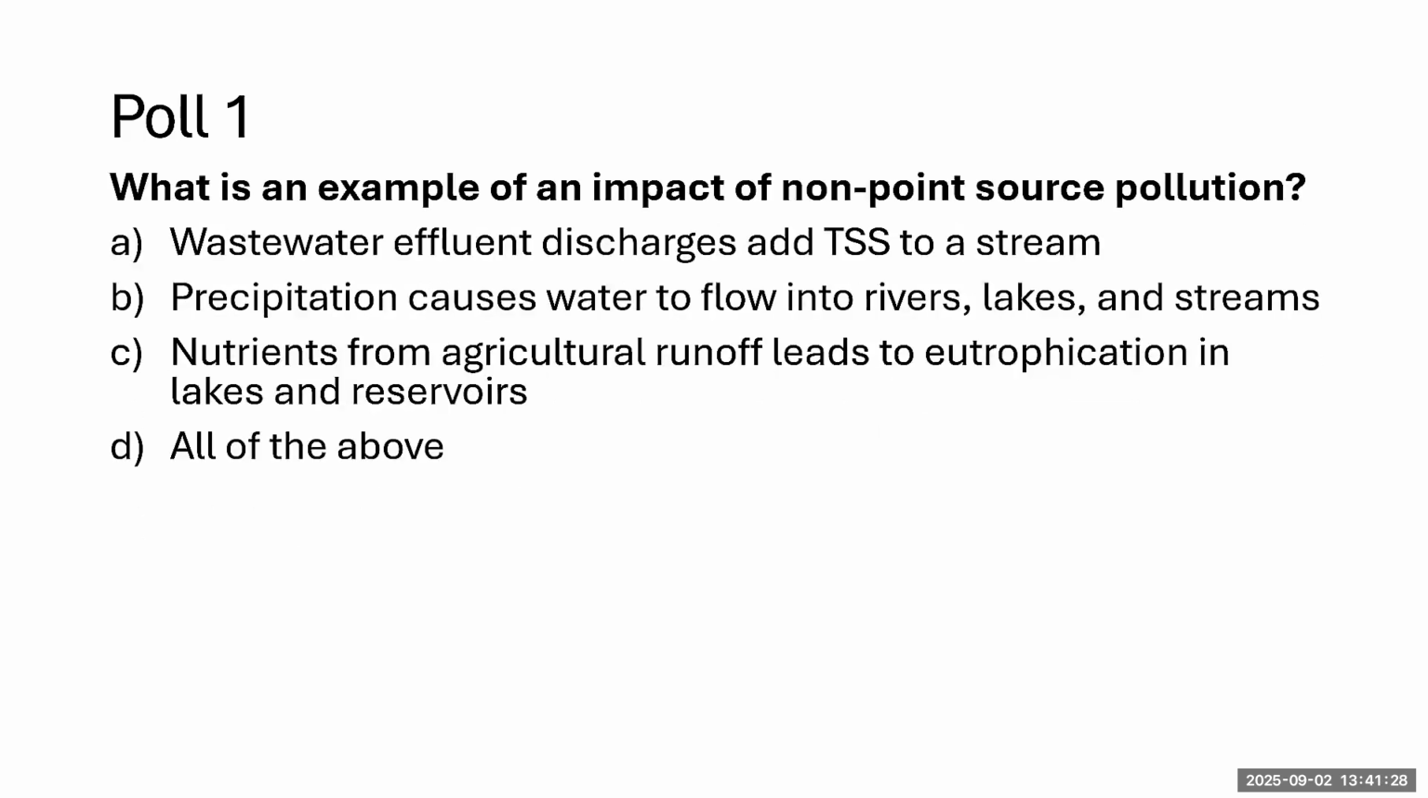our responses, it looks like we have, that's pretty close. We have 45 percent of the people saying C, nutrients from agricultural runoff leads to eutrophication in lakes and reservoirs. We have 41 percent saying D, all of the above. We've got 11 percent with B and 3 percent with A. So, pull that poll.